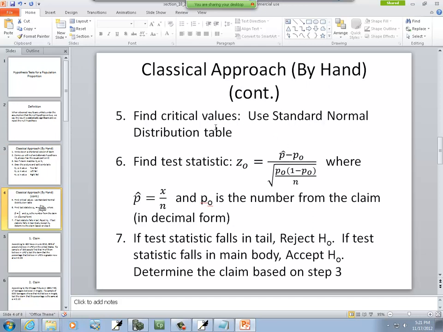Now we're going to find our critical values, and we'll use a standard normal distribution table for that. And then we'll find the test statistic using this formula, where p hat is equal to x over n, and p naught is a number from the claim in decimal form. Then if the test statistic falls in the tail, we reject H naught. If the test statistic falls in the main body, we accept H naught. And then we determine the claim based on step 3.